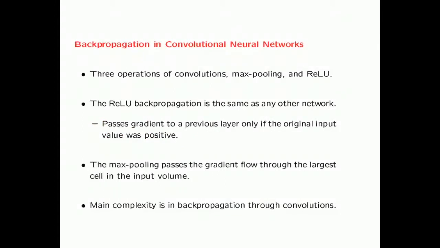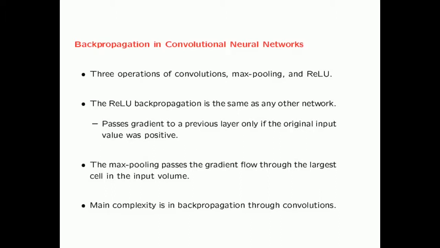The backpropagation in a convolutional neural network is conceptually not very different from that in a conventional neural network. In a conventional neural network, we always maintain the gradient of the loss function with respect to the various hidden variables. So in each layer, you compute the partial derivative of the loss function with respect to each hidden variable, and then you backpropagate this matrix of hidden variables in the backward direction.